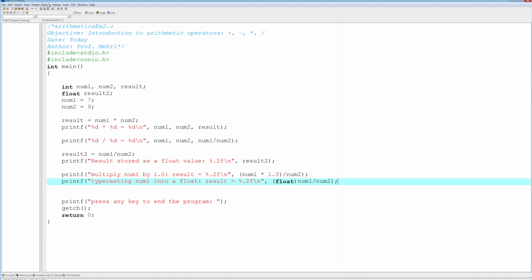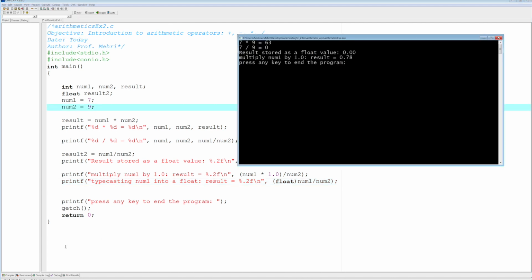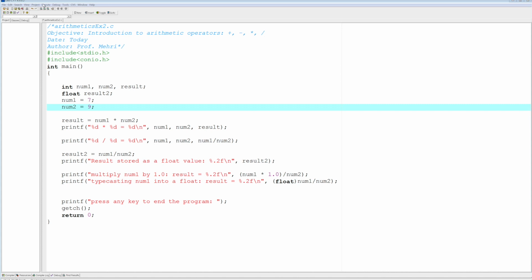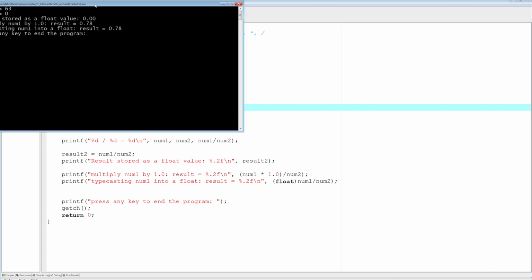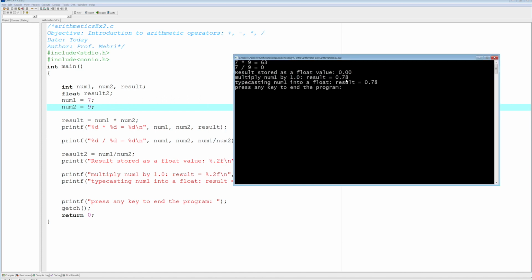This is what we call typecasting. It will temporarily change the numerator, num1, into a float. I think I still have the display of my previous results. Go ahead, compile and run. And there you have it. So now we get 0.78 obtained by multiplying num1 by 1.0. And we also got 0.78 by typecasting num1 into a float.